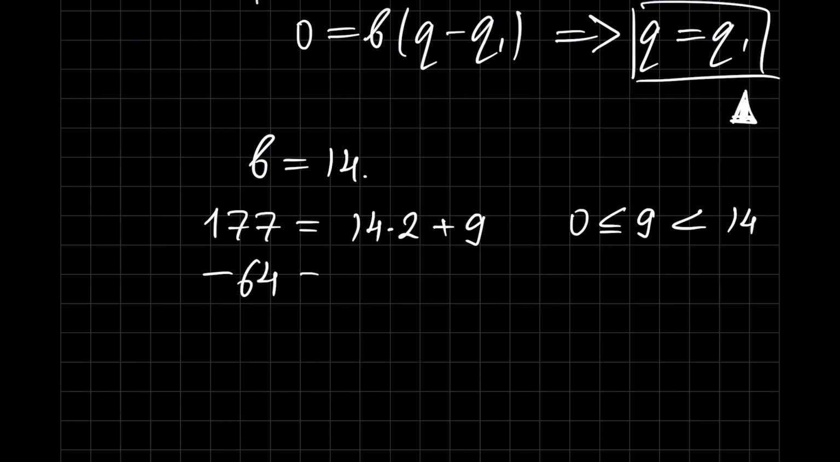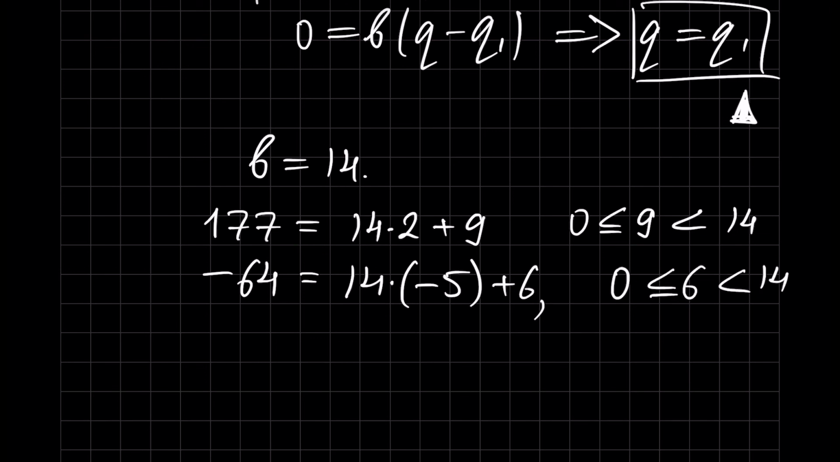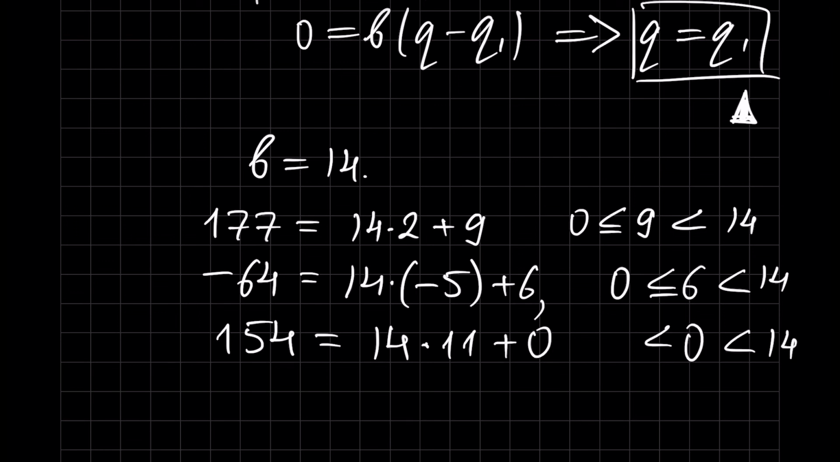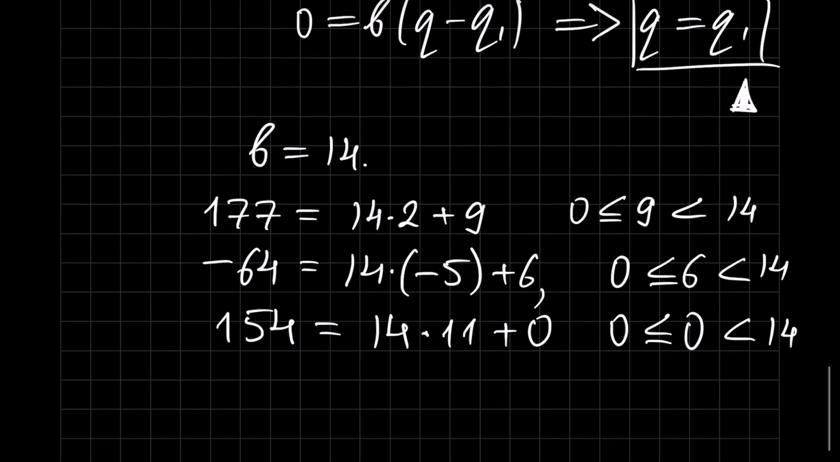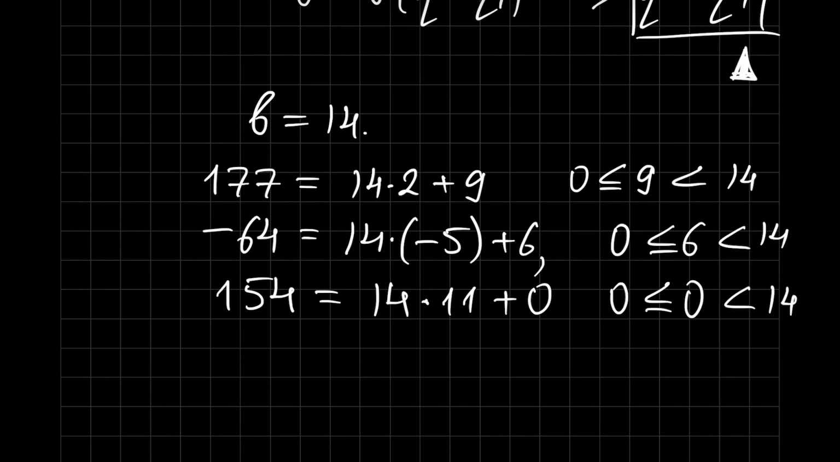Number minus 64, for B equal 14, can be represented as 14 times minus 5 plus 6, where 6 is less than 14 and more or equal than 0. In our case, this is positive, but anyway, this inequality is also true. For number 154, we have 14 times 11 plus 0, and our remainder 0 is less than 14 and bigger or equal to 0. So this result is very important in number theory, and we will use it further.